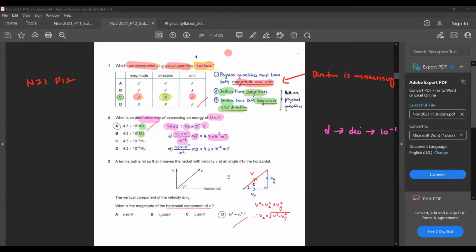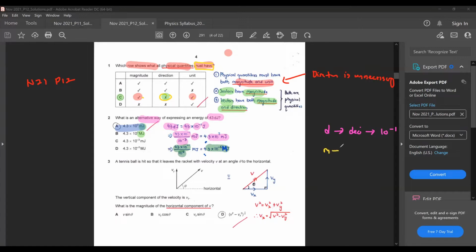If you want to convert to megajoules, you take 43 times 10 power minus 1 divided by 10 power 6, you're going to get 4.3 times 10 power minus 6 megajoules. Sorry, there's a typo here. This one is mega. All right. So which of these is actually inside your answer choices? You will notice it is actually A. Okay, right? So that one is pretty straightforward.